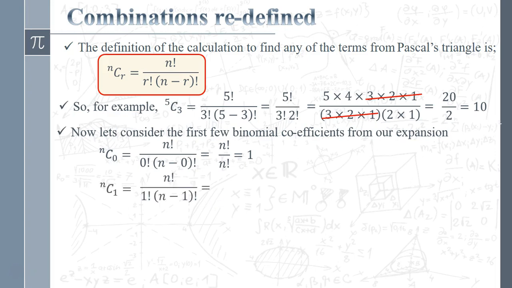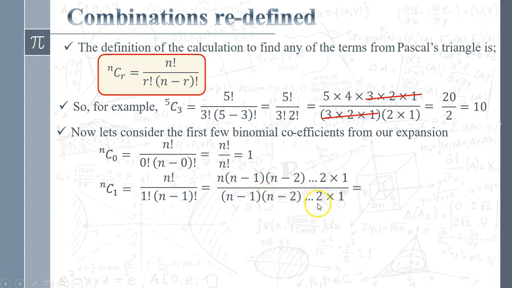NC1 is that. So we've got n factorial is n times n minus 1 times n minus 2 times n minus 3, all the way down to finish off with 2 times 1. And so on the bottom, we've got n minus 1 factorial, which starts off at n minus 1, n minus 2, n minus 3 times n minus 4 times n minus 5, and so on, all the way down to 2 times 1. What we can see is all of that bit on the top will cancel against all of that on the bottom, and that just leaves us with the value of n. So NC1 is always just n.